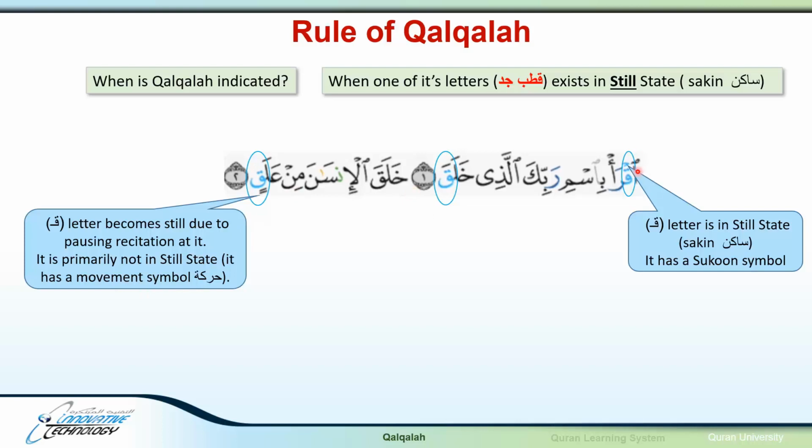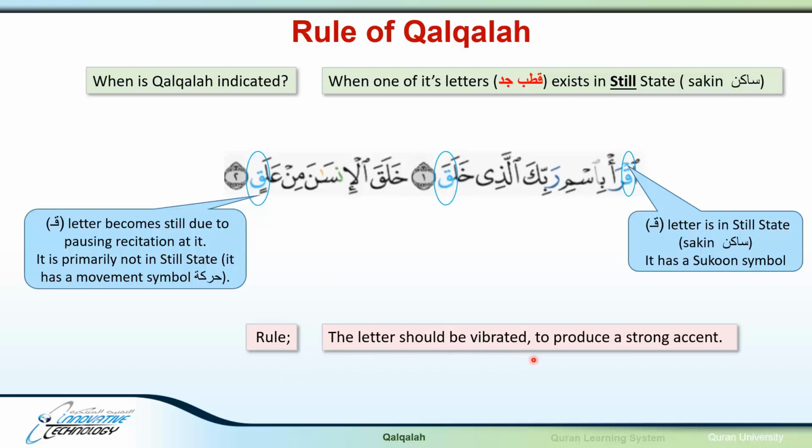So whether the sukun is original, meaning a primary feature of the letter, or whether the sukun is incidental, not original, but caused by pausing at the end of the verse, in both cases the rule of Qalqalah should be applied. So we have to say iqra, الذي خلق من علق, where we implement the rule of Qalqalah, vibrating those letters, producing a strong accent. While in the khalaqa example, the qaf has a fatha, although it is part of these qutb jad letters, yet we don't apply the Qalqalah. We say khalaqa al-insana min alaq, without really vibrating that qaf and giving it a strong accent. Unlike the qaf with sukun, in this case we don't apply Qalqalah rule.